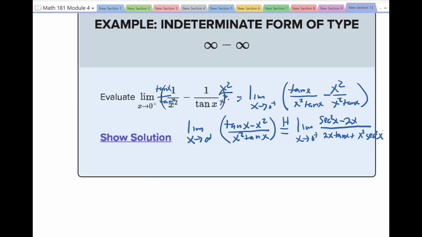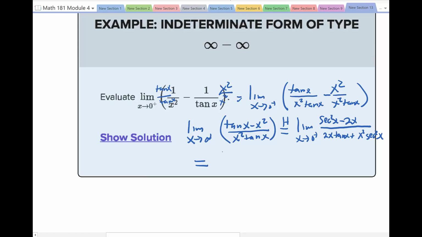Now if we put that 0 in here, secant of 0 is 1, so you have 1 minus 2 times 0, which is 0, so 1 minus 0 is 1 on top. And then down below we have 0 times 0 plus 0 times 1. So it's a 0 over 1 situation.